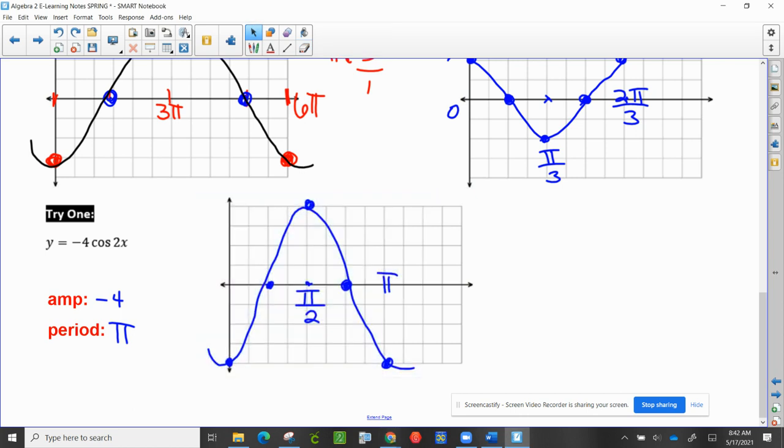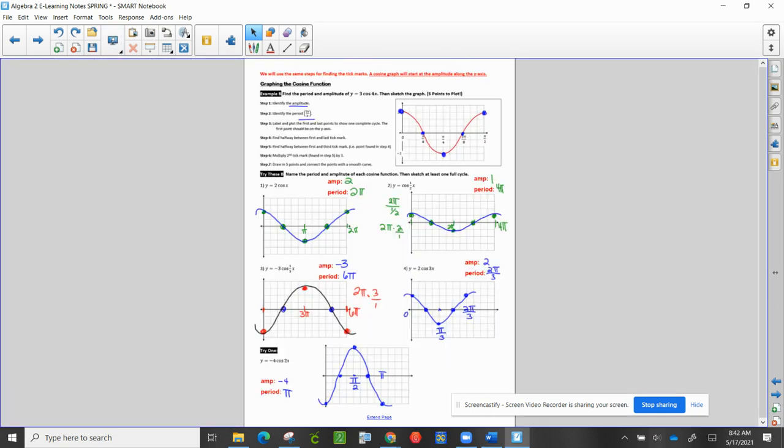Okay. If you graphed it correctly, it should look like this. So I started and ended at -4. Halfway between there at pi over 2, I have it up at +4. And then halfway between those 2 points, I have it at my x-intercepts. Okay. So again, still same 5-point method. You're just changing your starting points. That's how sine and cosine differ a little bit.